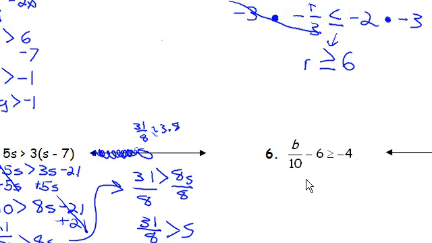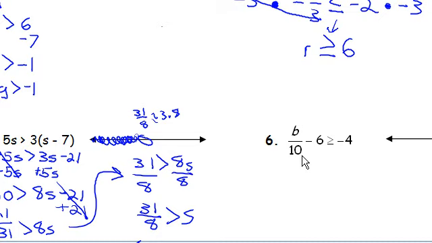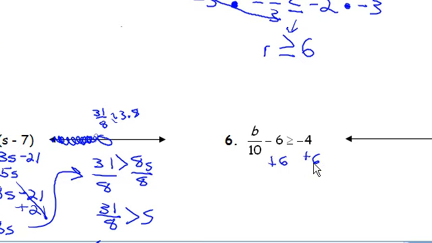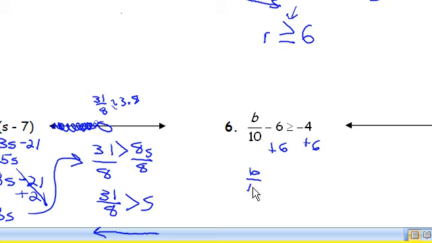Let's take a look at 6. Alright, we have another fraction here and a constant out here. We want to get rid of that 6 first. We'll add 6, add 6. That leaves us with b divided by 10 is greater than or equal to 2.